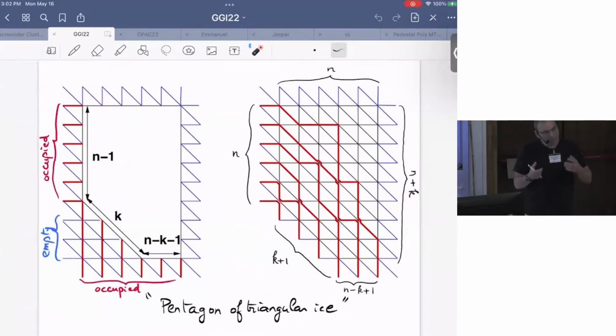So now we modify a little bit our boundary conditions. We sort of extend the square into a rectangle in which we impose nothing on the bottom part here, right? And so we have the same number of starting paths and ending paths, right? And all the rest is unoccupied. So I call it a pentagon of triangular ice, right? Because it's a pentagon now, my domain. And now it depends on a new parameter k, which is just an integer.